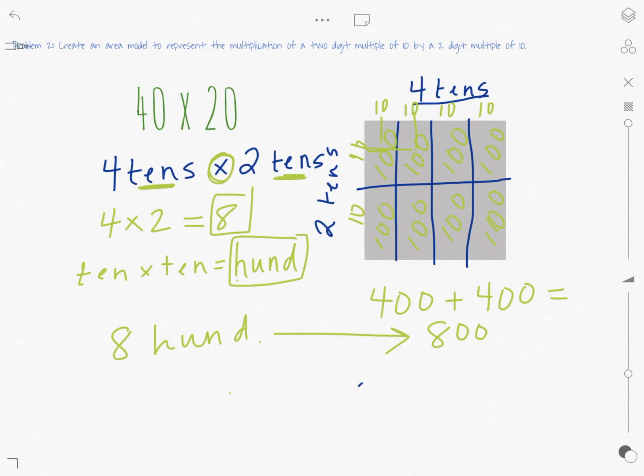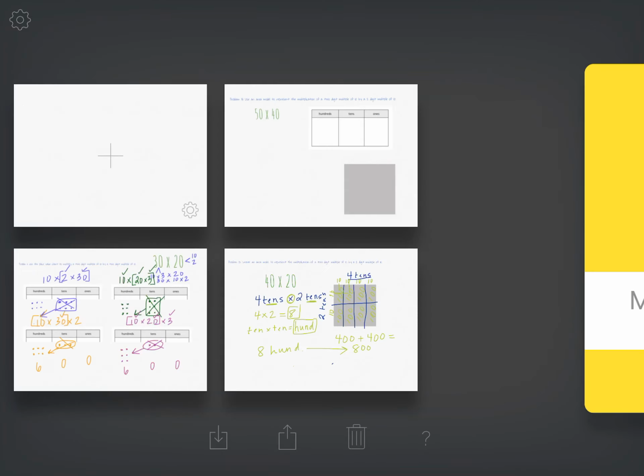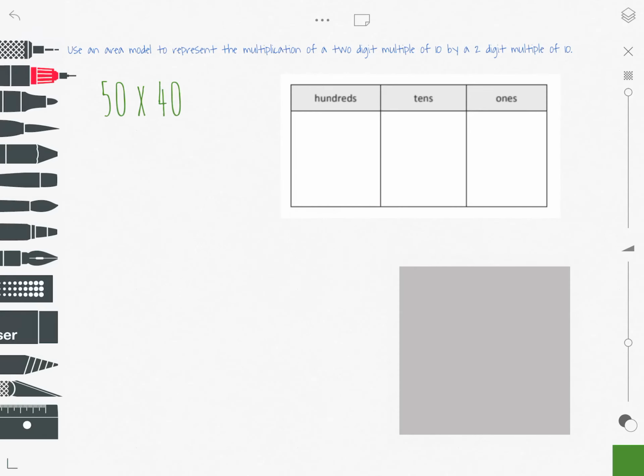Okay? All right, last but not least, we've got one more problem we're going to do. We're going to combine all those methods that we've done. We're going to combine them together here. So let me switch my screen once more. Okay, so we are looking at this last problem. We're going to represent 50 times 40.